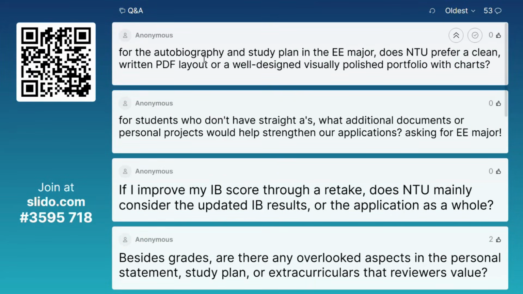So for autobiography and study plan in EE major, does NTU prefer a clean written PDF layout or a well-designed, visually polished portfolio with charts? I think it's up to you. Personally, I had a lot of pictures in my autobiography, but I think the main point is the content. Also just make sure that it's clean and well structured for your major and your program.